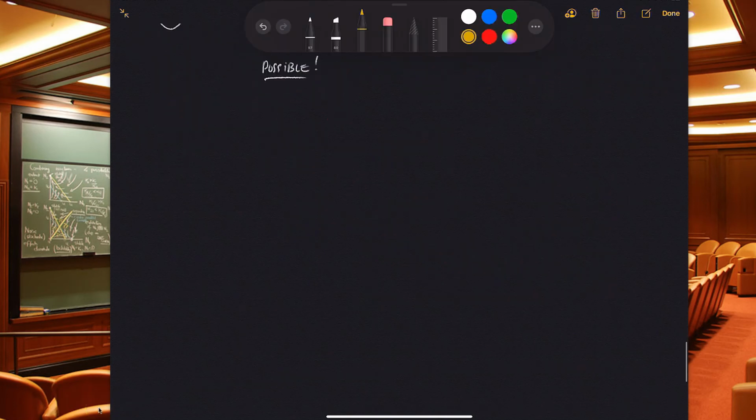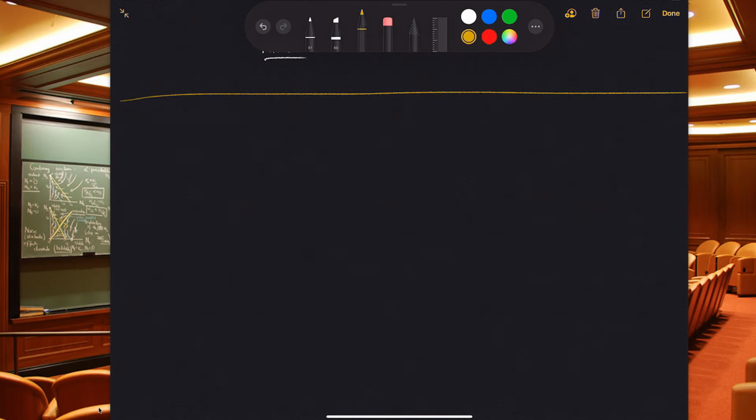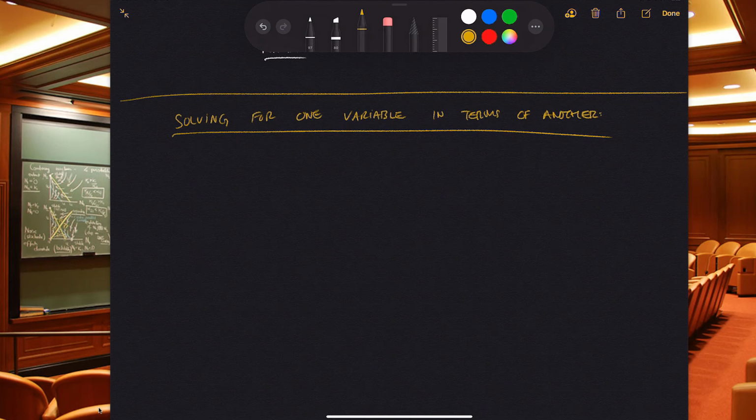So a lot of times, the challenge here comes in the mechanics of solving for the variable. And I'm going to give you a tip on this right now. Solving for one variable in terms of another. You've probably seen me say this before, but if you're getting lost in the algebra because there are too many variables and it feels like alphabet soup, you've got to remember two things.